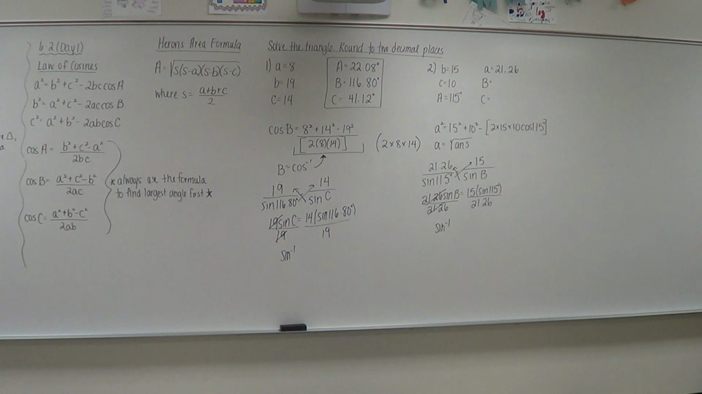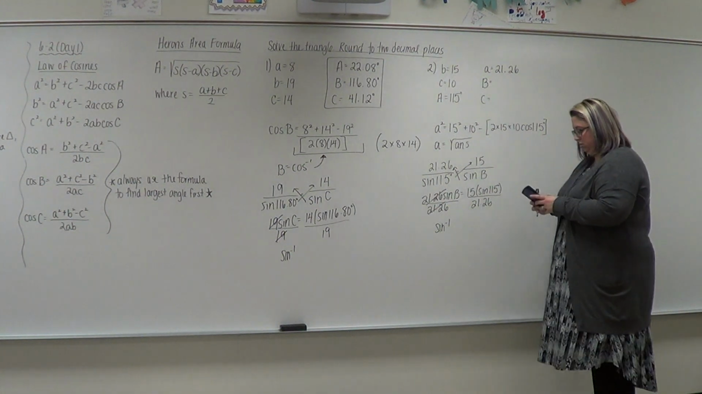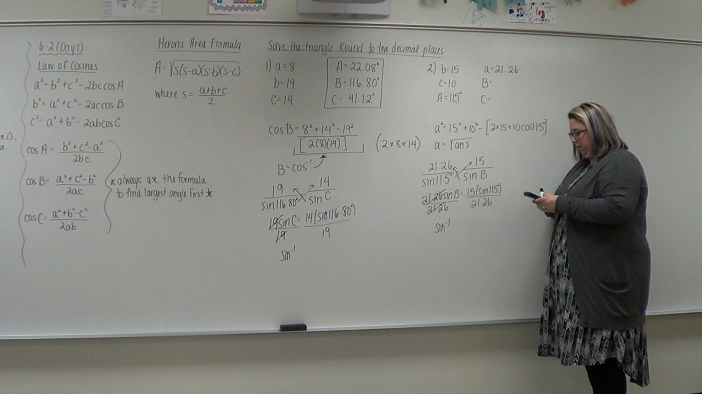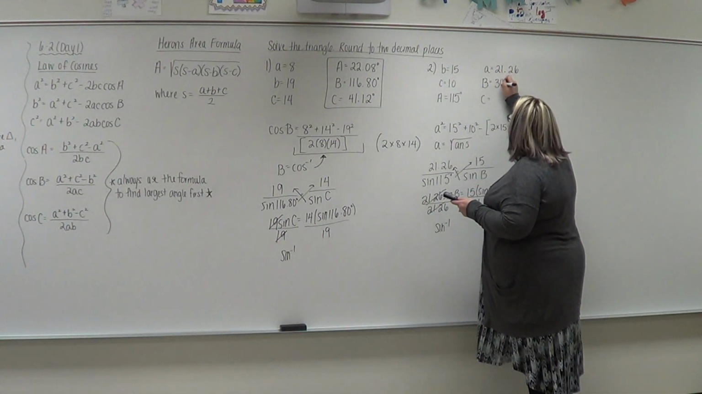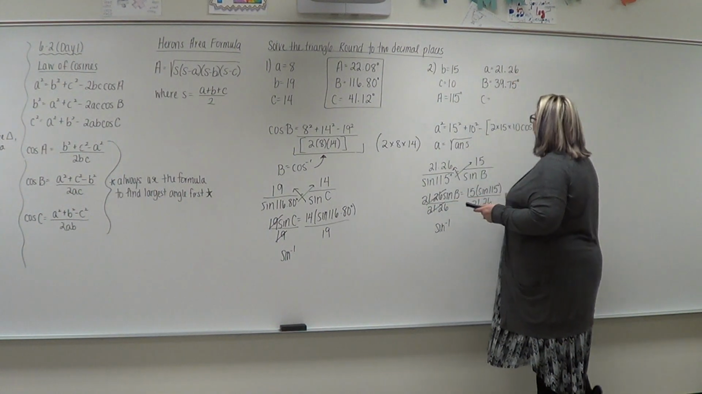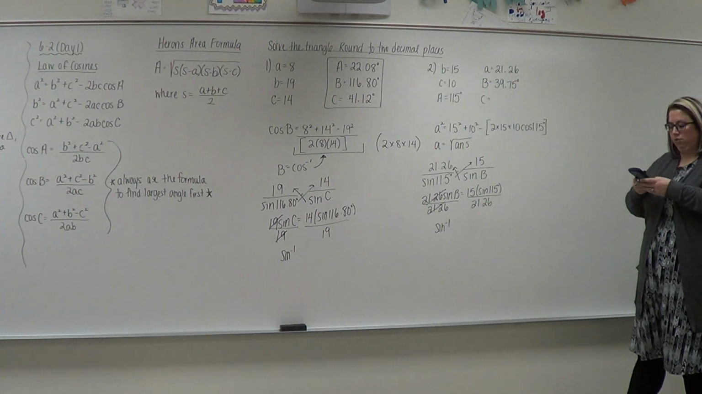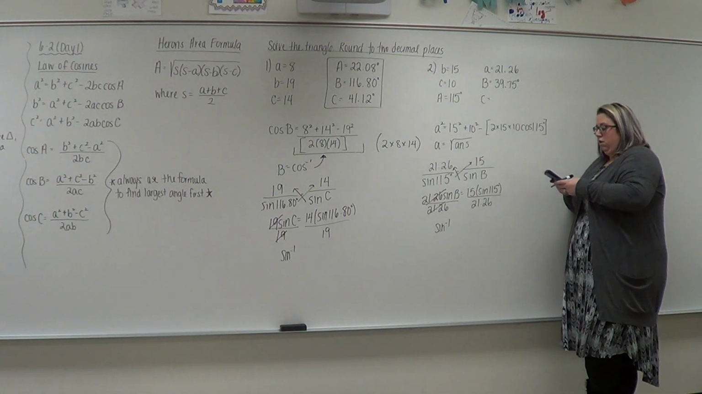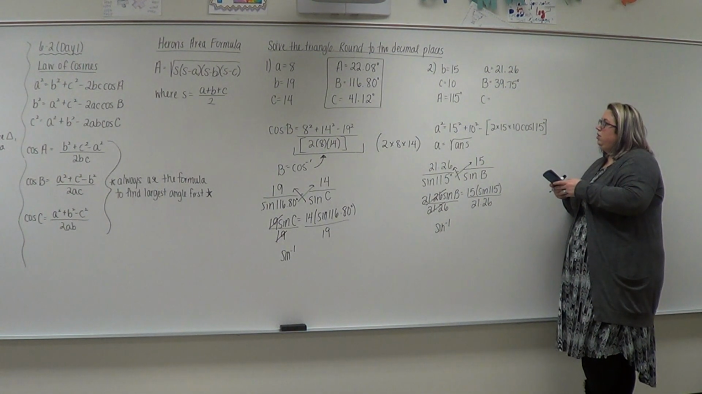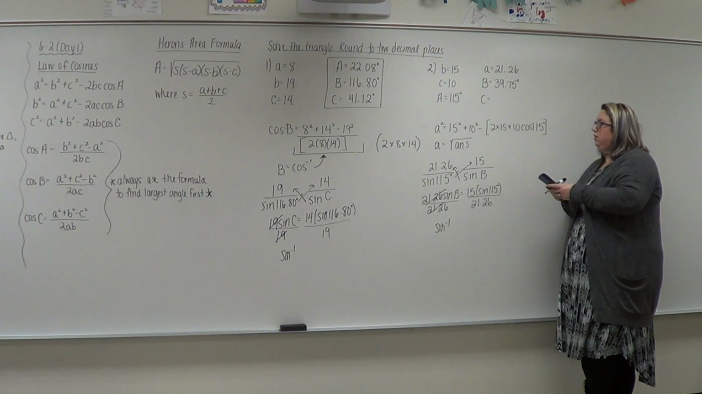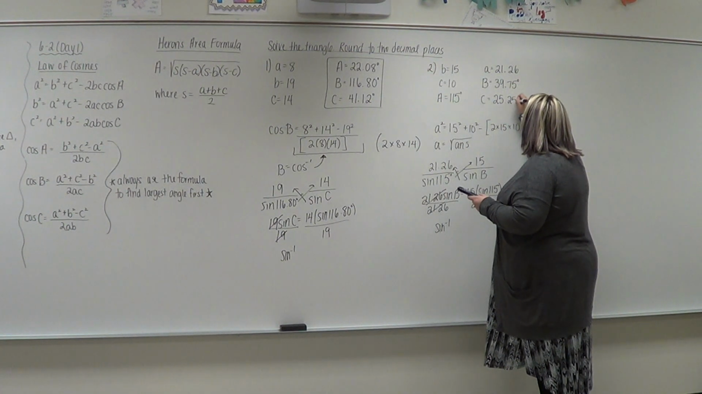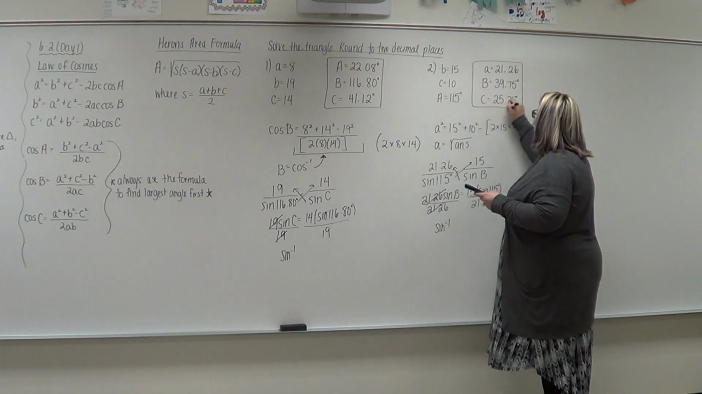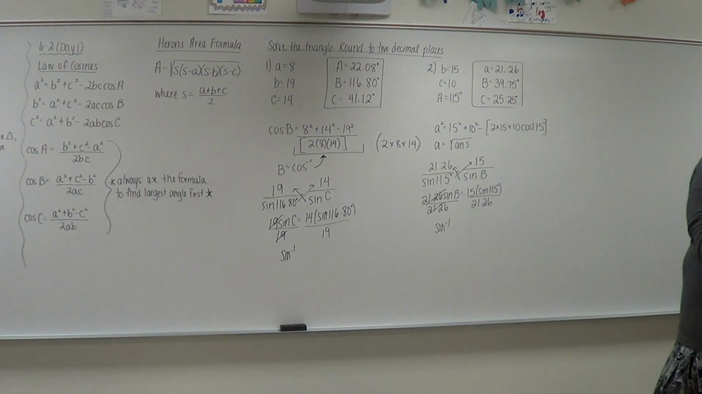Did you get it figured out? What did you get for angle B? 39.75, good. So then how do you find angle C? You subtract them from 180. Good. So you take 115 and 39.75, and both of those get subtracted from 180.